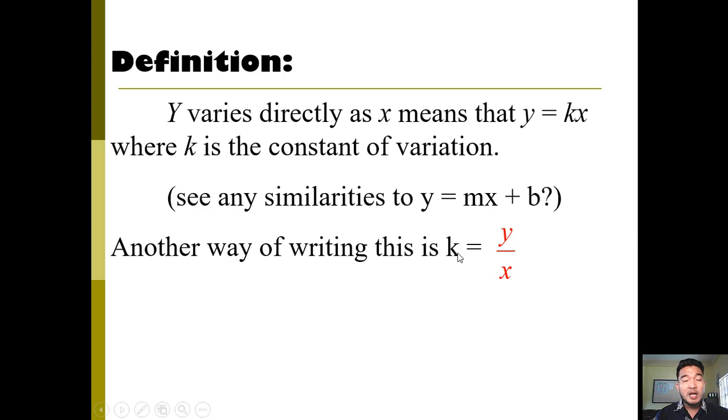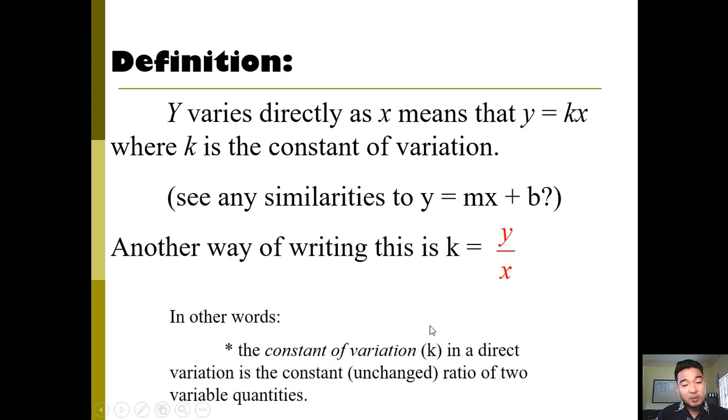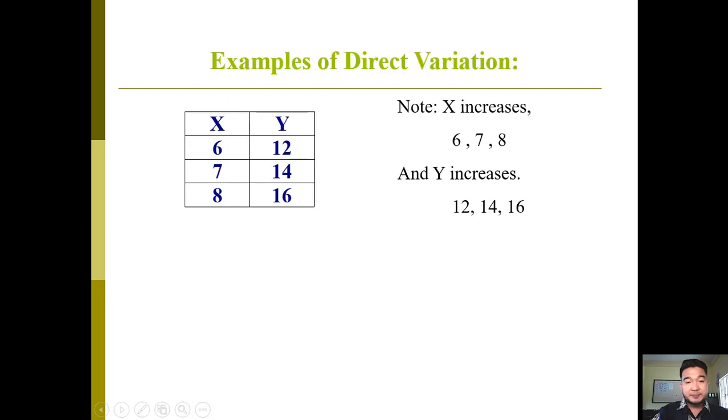So these two are the two most special equations that we have to remember in solving direct variation. Y equals kx if we are looking for y, and then k equals y over x if we are looking for k, or the constant of variation. In other words, the constant of variation, or k, in a direct variation is the constant, unchanged, meaning hindi naiiba, ratio of two variable quantities. Hindi siya nababago, yung k.